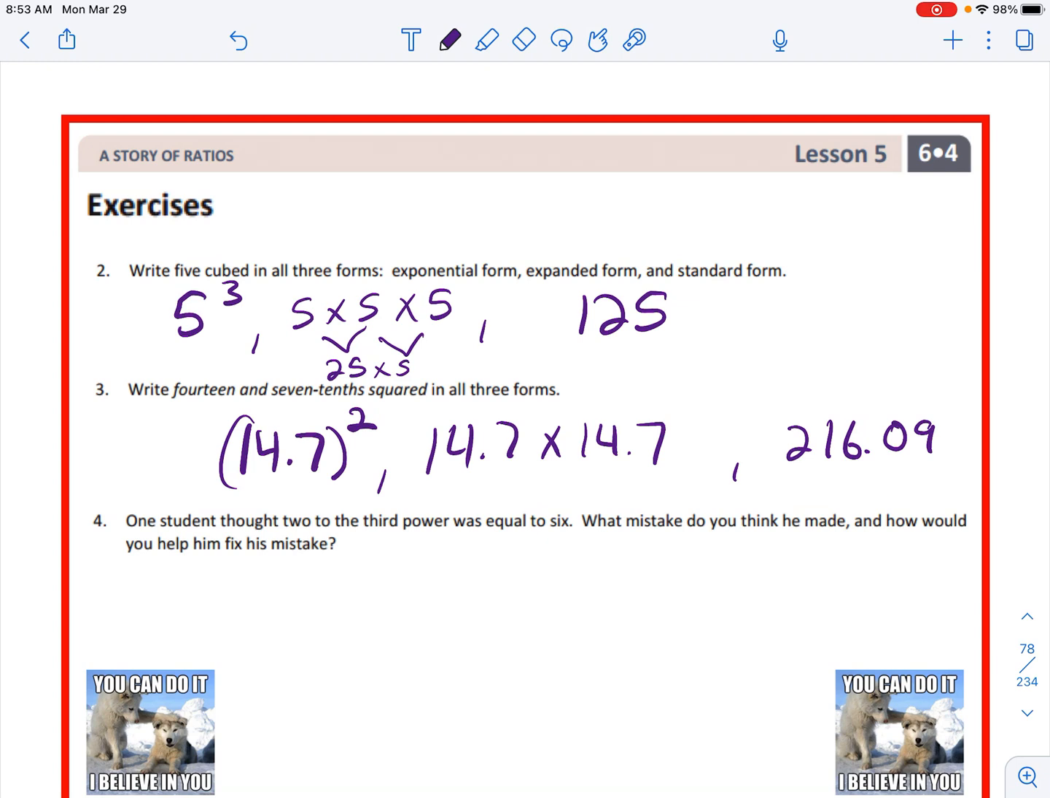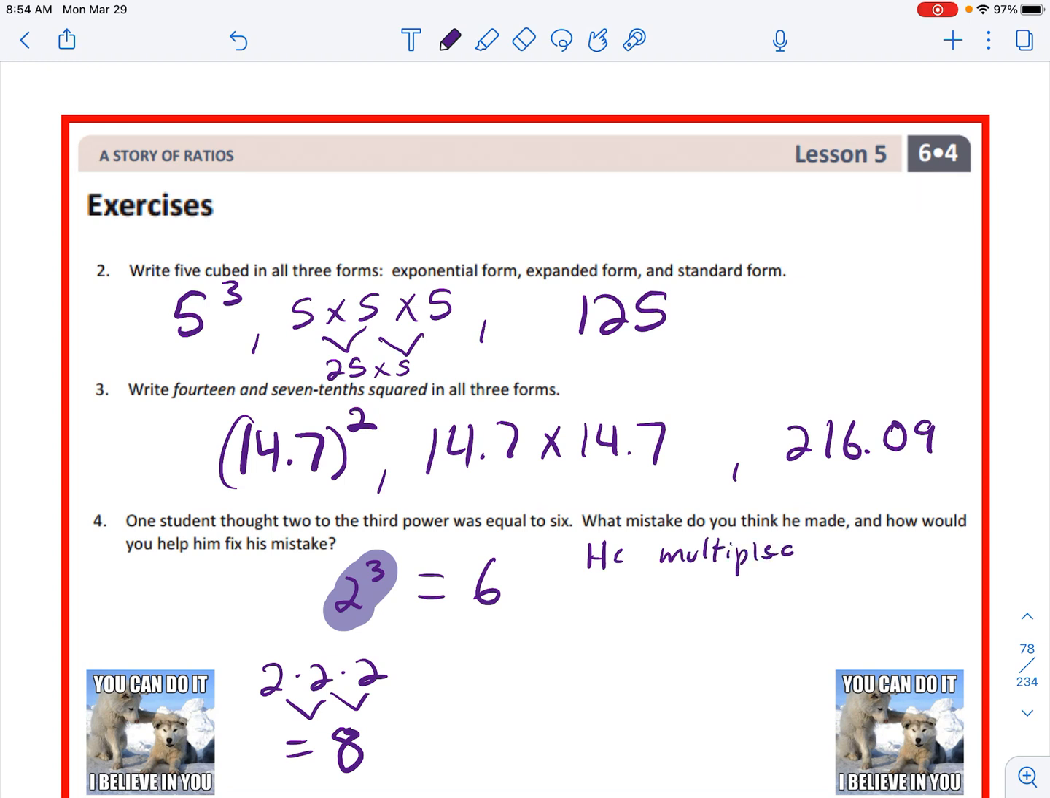Now, number 4 says, one student thought 2 to the third power was equal to 6. Okay, so one student said 2 to the third power is equal to 6. What mistake do you think he made, and how would you help him fix his mistake? Okay, well, actually, 2 to the third power is 2 times 2 times 2. This is 4. 4 times 2 is 8. Okay, so what I think he did here is he just multiplied 2 times 3 to get 6, okay?